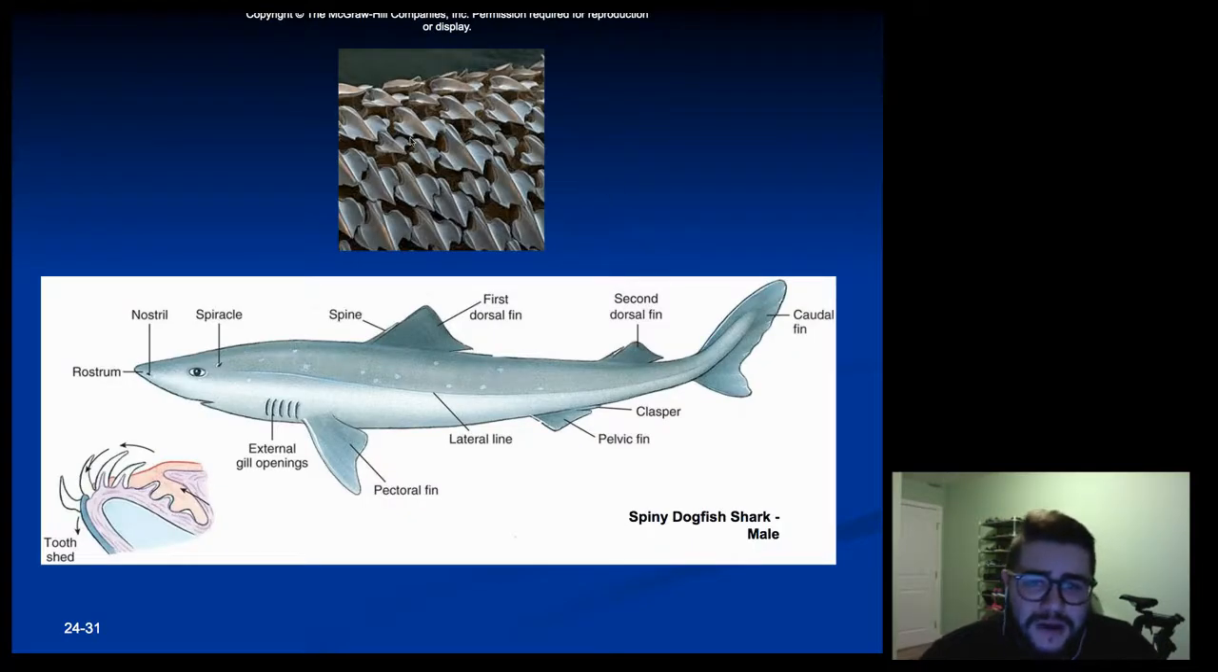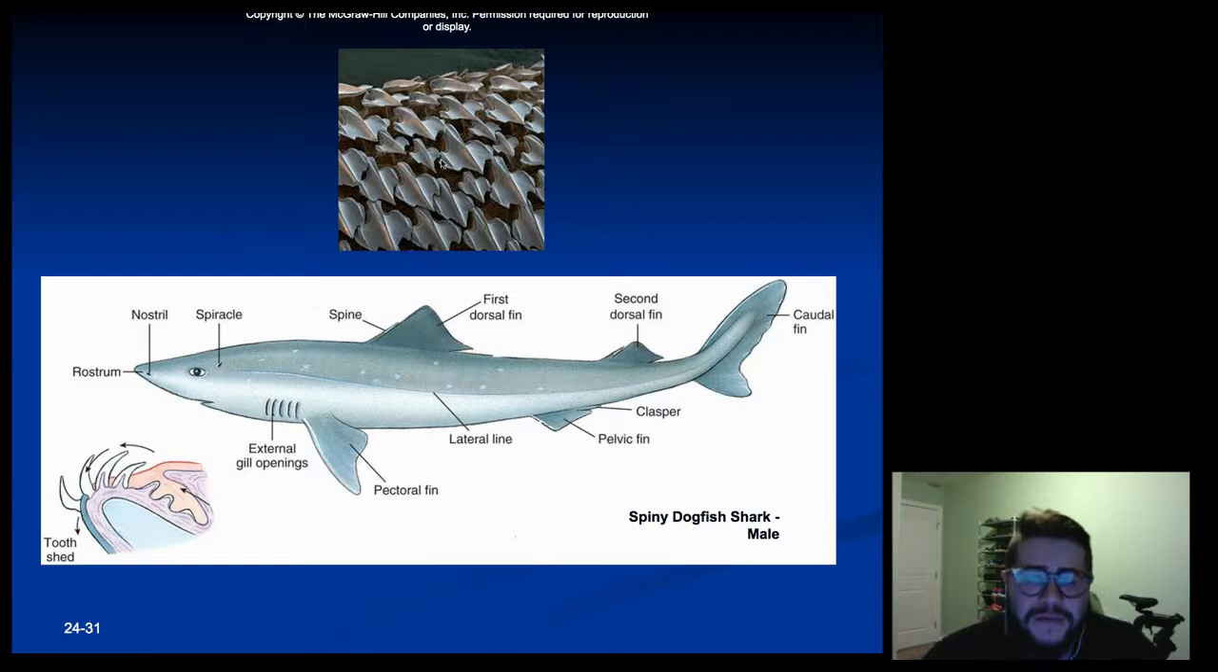These up here are called placoid scales. Placoid scales are basically non-traditional scales found on sharks and rays. They're designed to increase a shark's speed through the water, right? They allow for water currents to move very fast over this area.